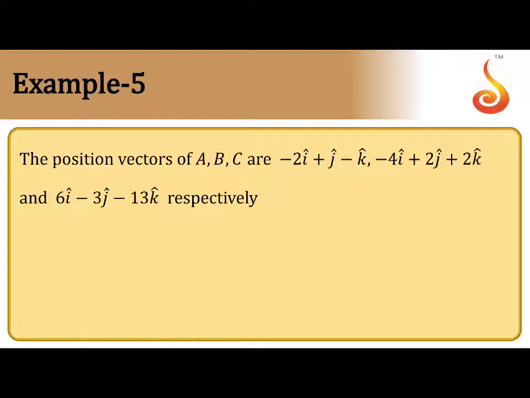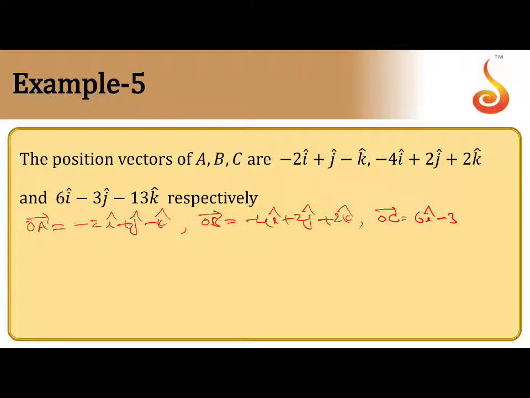Now, three position vectors are given. You can assume OA is -2i + j - k, OB vector is -4i + 2j + 2k, and OC vector is 6i - 3j - 13k. So now, first find the AB vector. AB vector is OB vector minus OA vector.